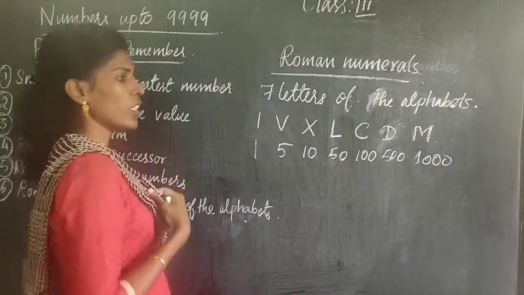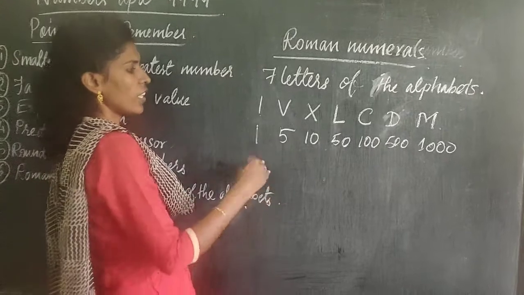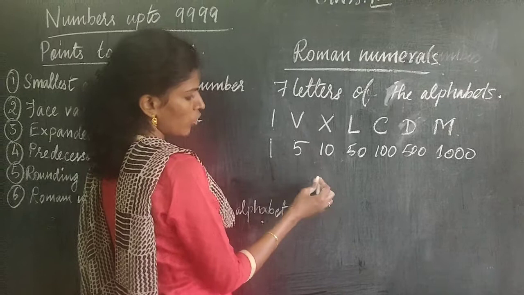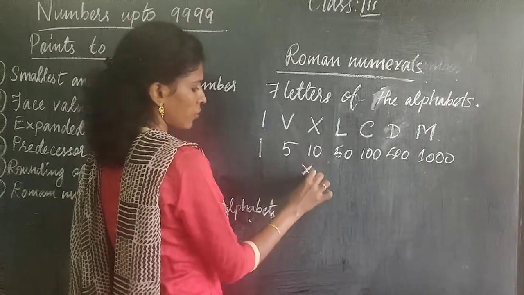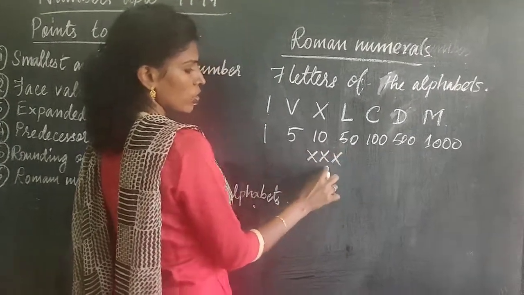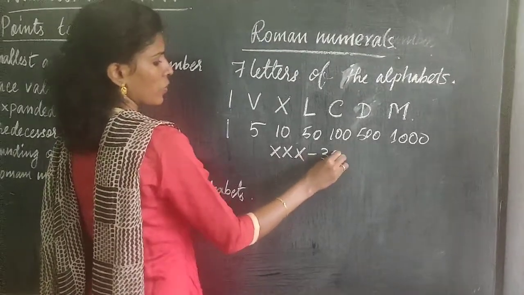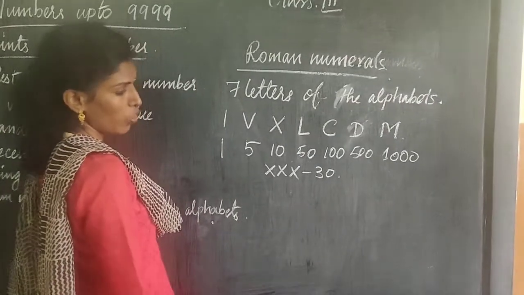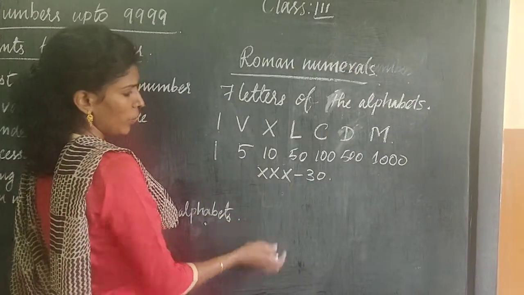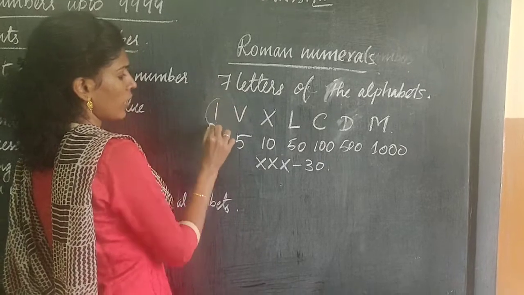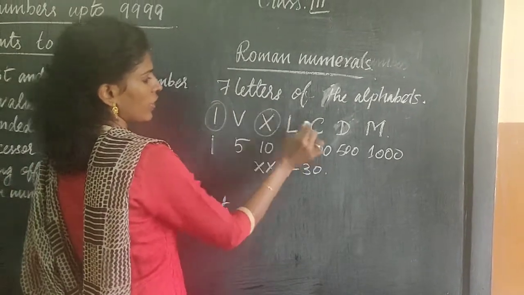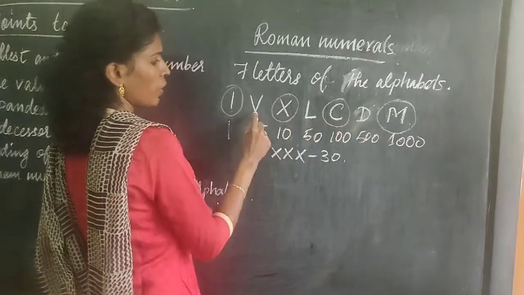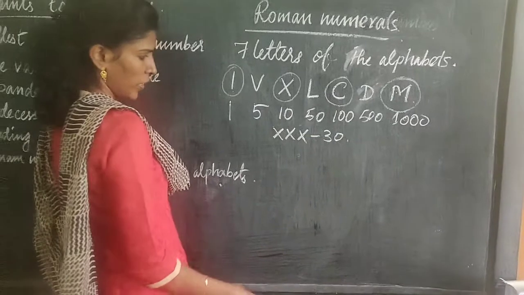Then I also taught you the 4 rules. The first rule: repetition will happen only 3 times. Now, 30: this is 3 times it repeats. But 4 times we cannot repeat. Again, to make 40, you cannot repeat 4 times. Only 3 times it can be repeated, and repetition is only for 1, 10, 100 and 1000. Only these will be repeated. The others will not be repeated.